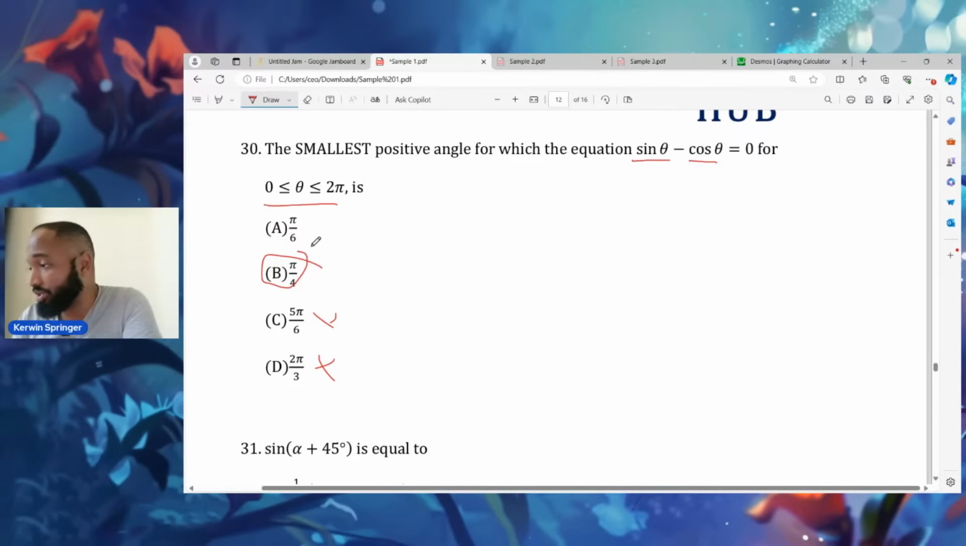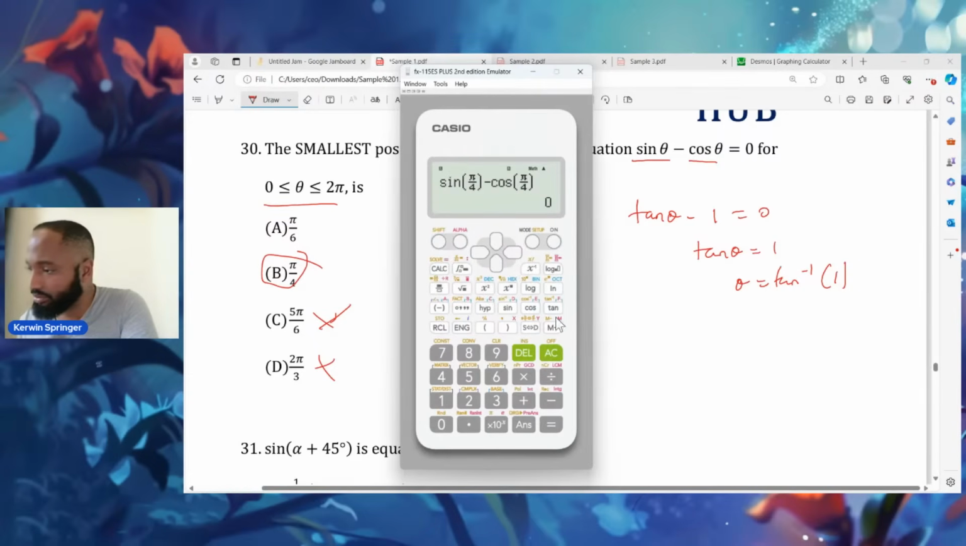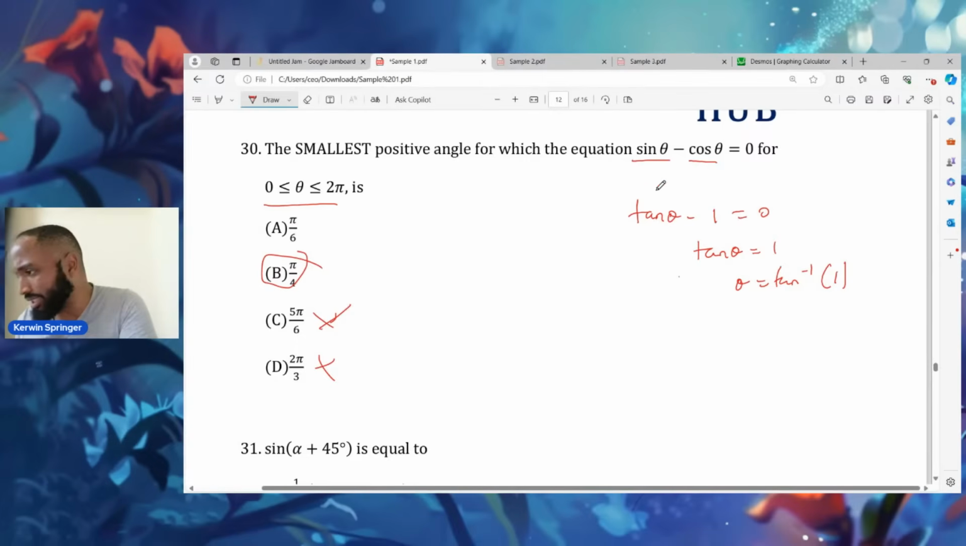So is there another way to do this question? Yeah, there's another way. You could divide everything by cos, so you get tan theta minus 1 is equal to 0. So tan theta is equal to 1, so theta is the tan inverse of 1. You just find the tan inverse of 1, a quarter pi, or pi over 4. So you get the answer there as well.